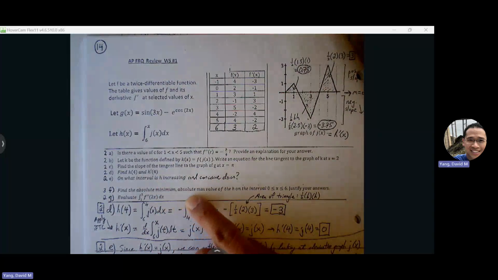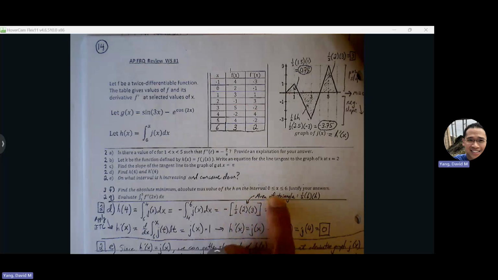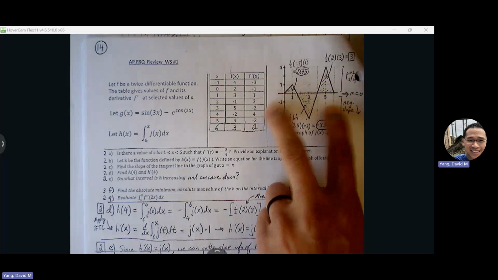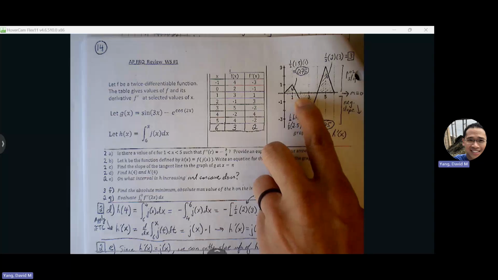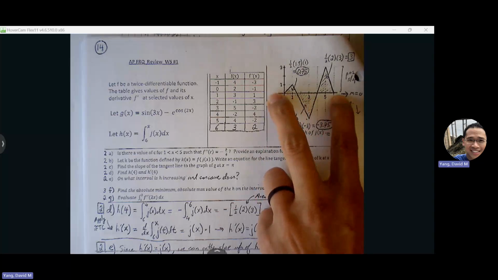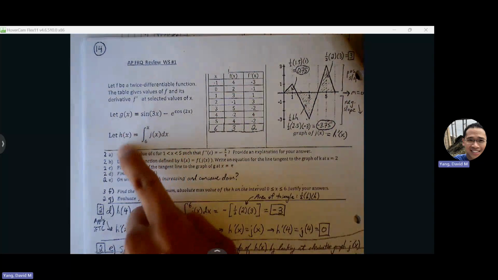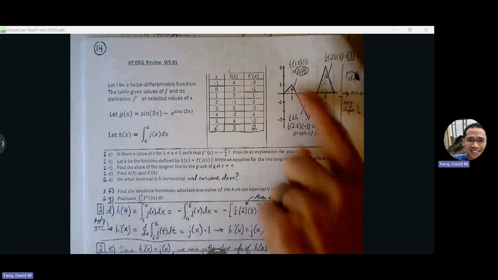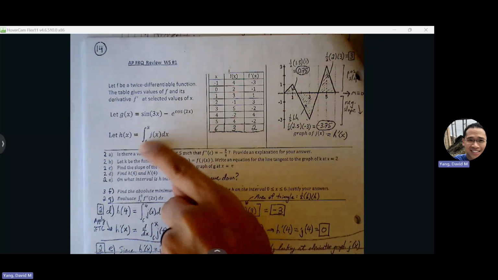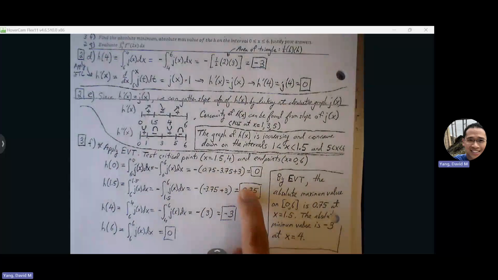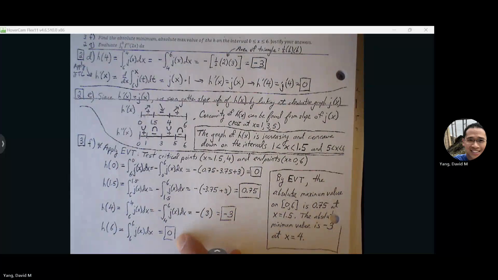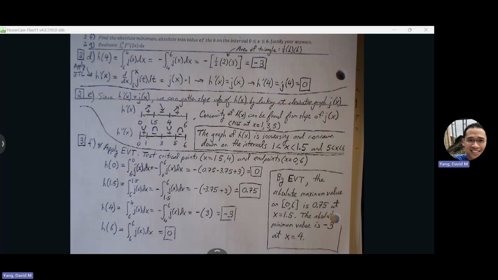It says, find the absolute minimum and absolute maximum value from 0 to 6. We know that if this is the derivative graph, we're going to have to test 1.5, 4, 0, and 6. And this is the definition here. So we're just plugging those values directly into h of x and then deciding which of those values has the highest and lowest y values.